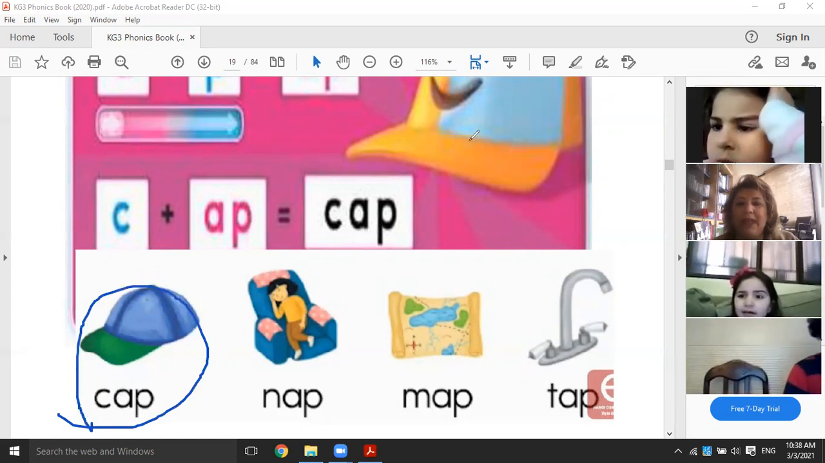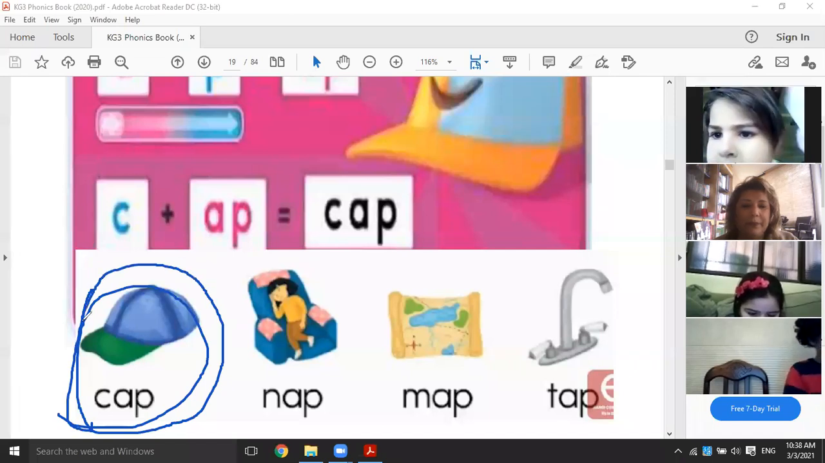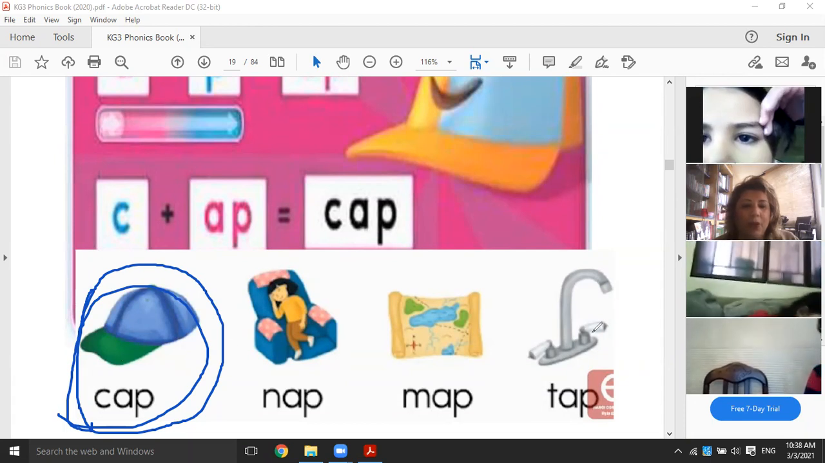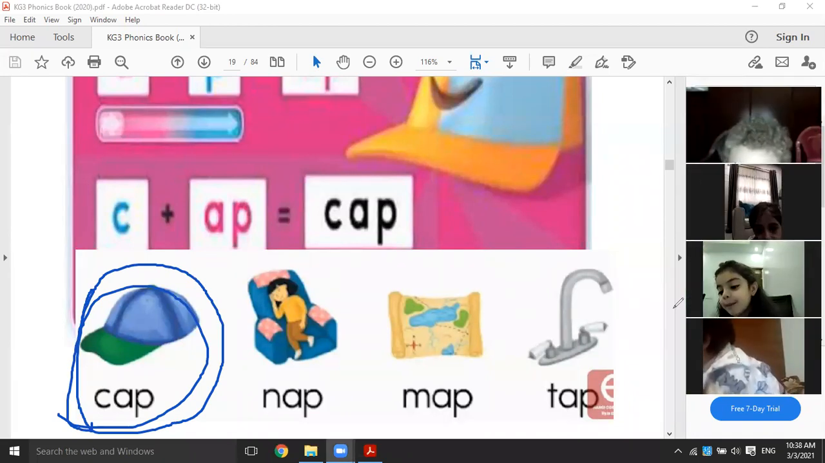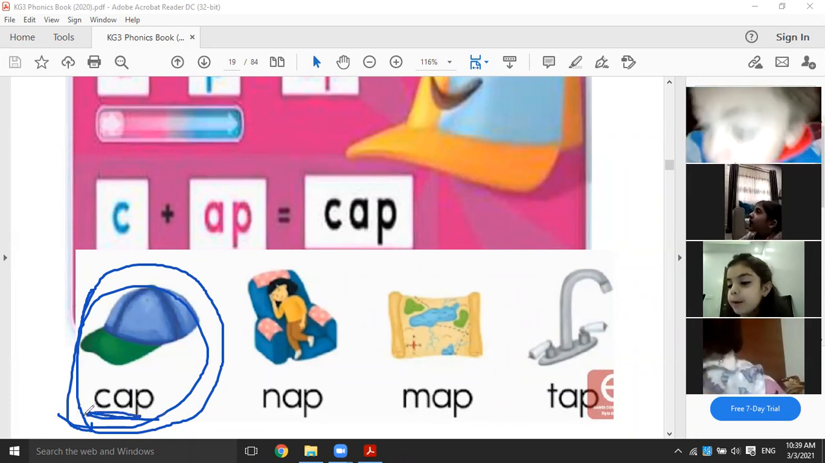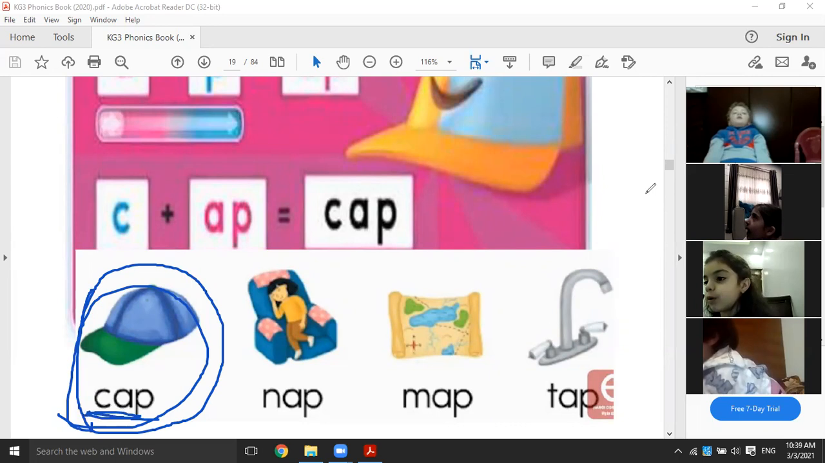Who can help? Mia, can you help Seema? What is it, Mia? Who can help Mia and Seema? Ahmad Abdullah, please, can you help them? What is this? Cap. Cap, the first one. Bravo, the one we put on our head. Thank you, cap.